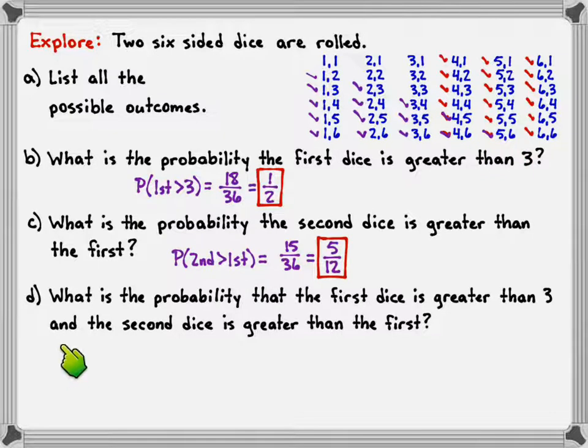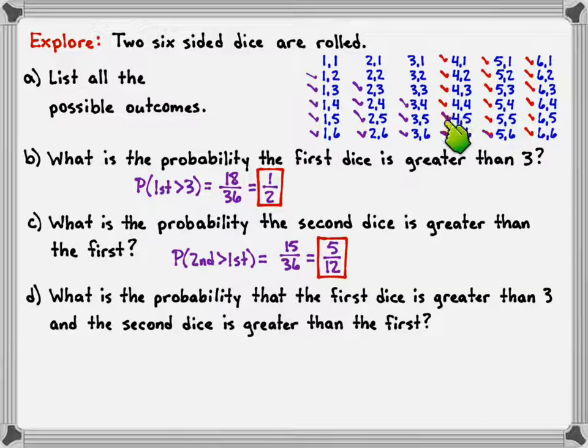Now I'm using the word and. So think about it this way. Is this case a case where the first die is greater than 3 and the second die is greater than the first die? Well, the answer is no. Not both of those cases are true. It's only the second case that's true. If I go over here, is the first die greater than 3? Yes. Is the second die greater than the first die? No. So not both of those cases are met.